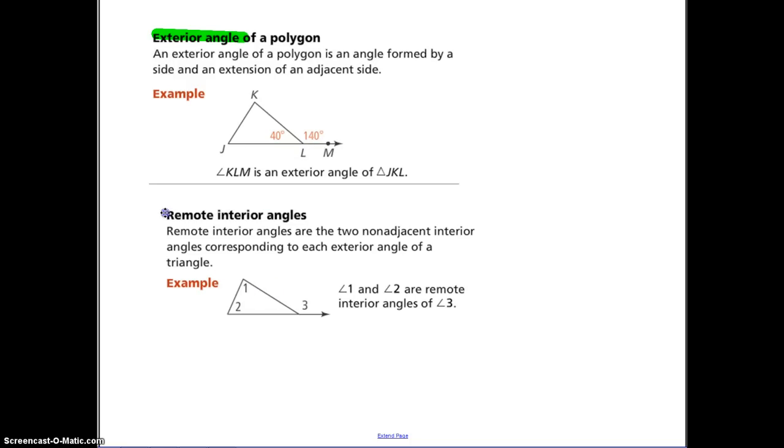Now, this is another vocab word: remote interior angles. Remote interior angles are the two non-adjacent interior angles. So angle 3 right here is my exterior angle. My adjacent interior angle is this angle. So my remote interiors are angle 1 and angle 2 because they are not adjacent.